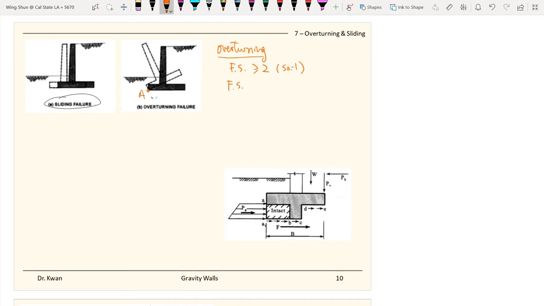For a rock site, it is a little more forgiving, allowing a factor of safety of at least 1.5. The calculation of these factors of safety is based on taking moments about the toe, point A right there. And we will do some examples at the end to show you how to do those overturning moment calculations.